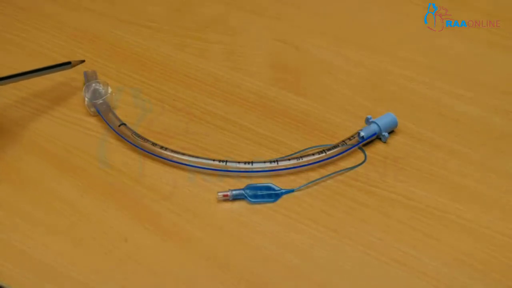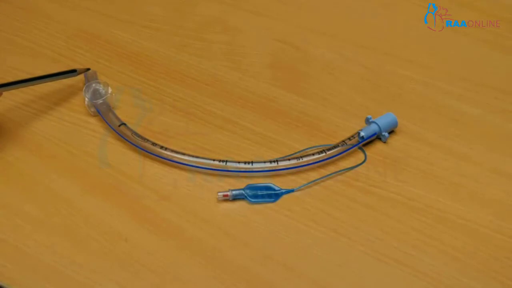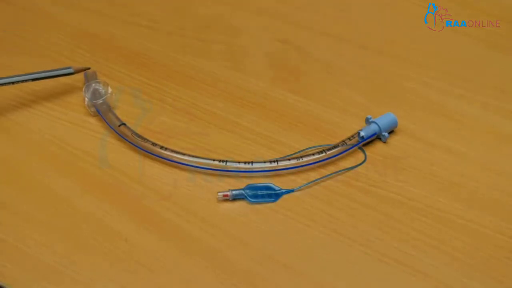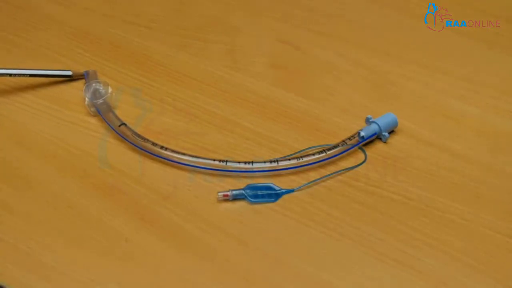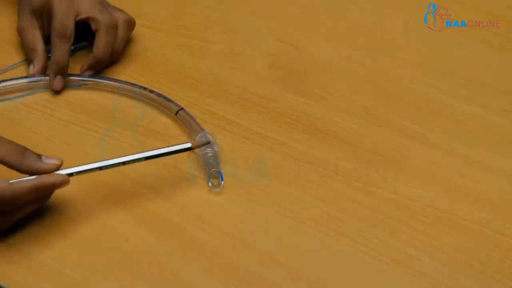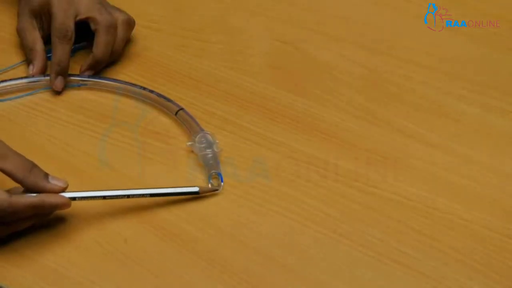So, you can see this is the distal end and this is the proximal end. At the distal end, you can see the bevel. This is the angulated portion, the tip of the tube, this is the bevel. So, you can see how the bevel is.